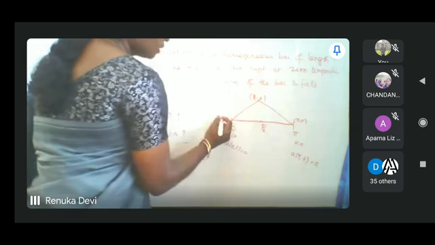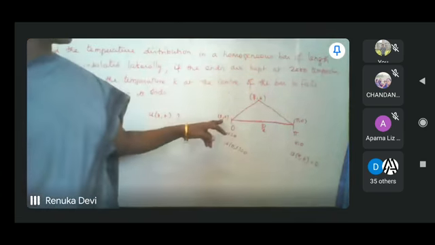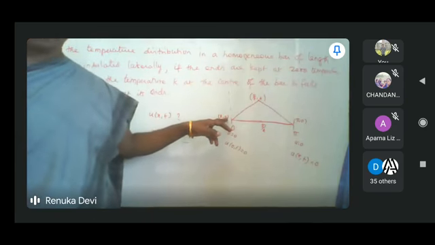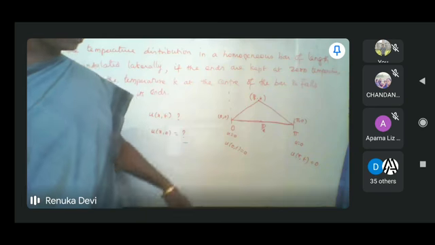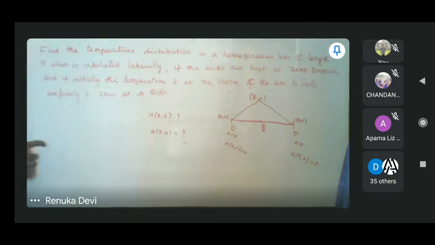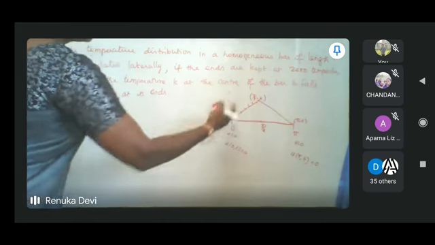So here, this is 0 comma 0. Is it okay? This is the x position, this is the temperature value. So now we have to find what is our u of x comma t. For that, first you find the equation of the line joining these two points.